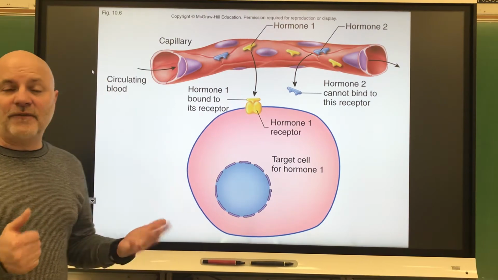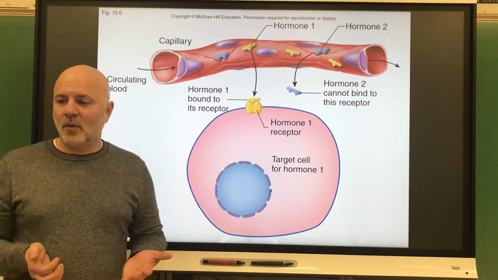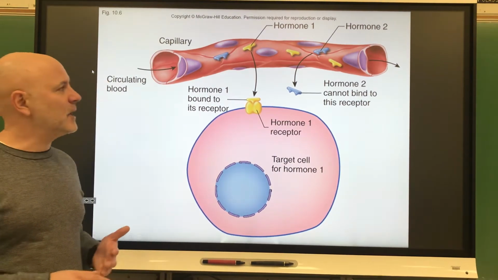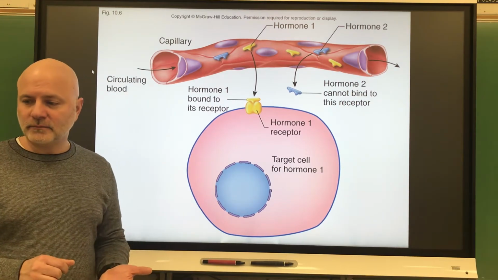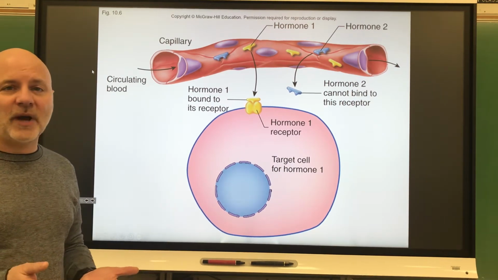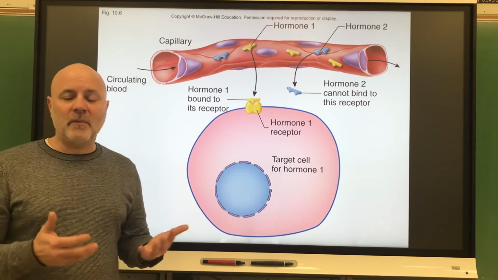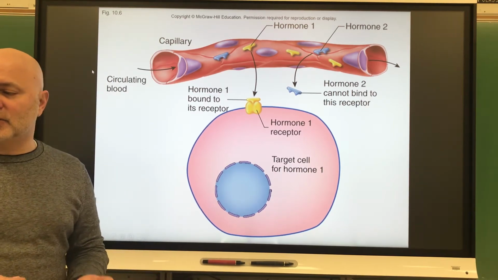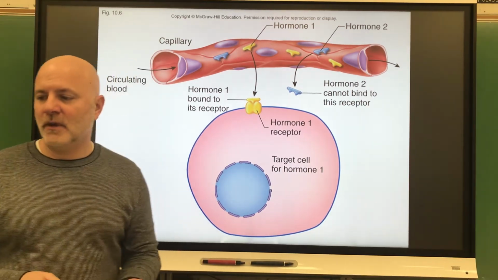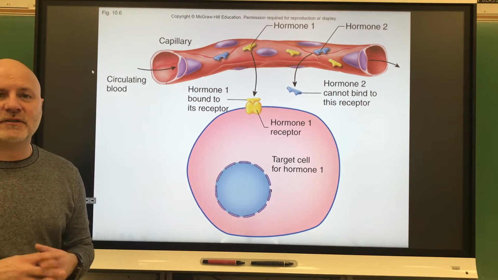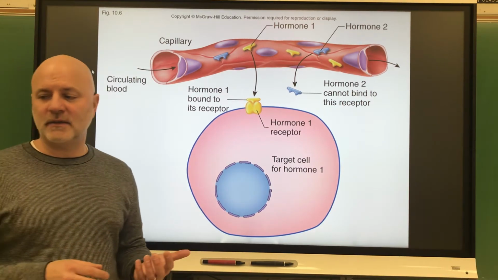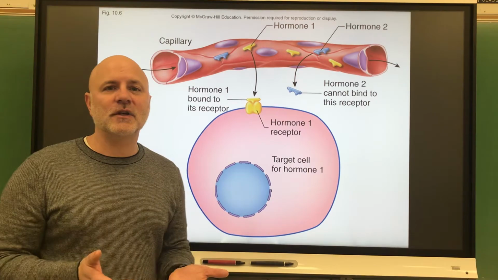So let's look at the functions of the endocrine system. 1, it plays a vital role in reproduction, growth, and development. 2, it mobilizes our body's defenses. 3, it maintains water, electrolyte, and nutrient balance in the blood. 4, it regulates cellular metabolism and energy balance. And lastly, it's used in communication.